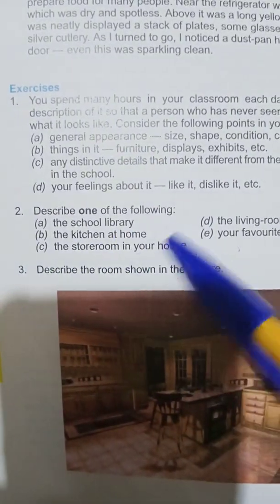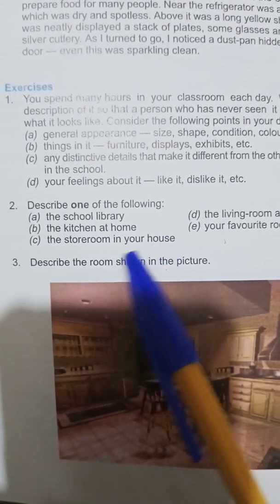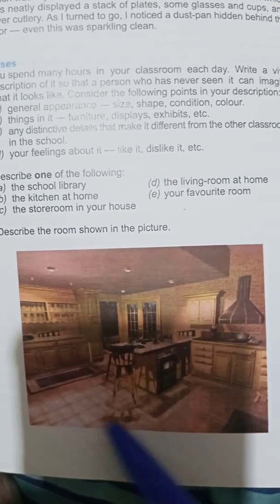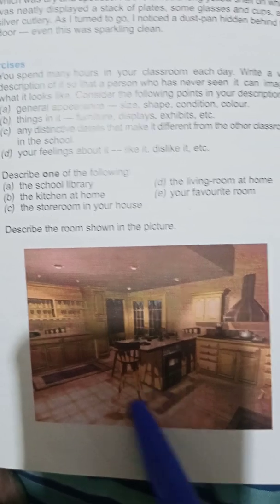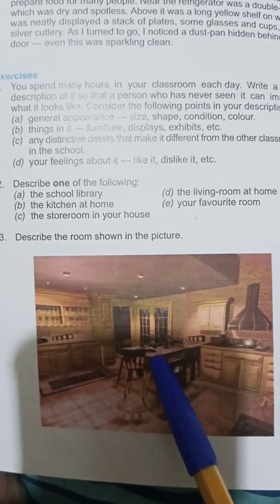Number 2, describe one of the following. You have to write about one of the following: A, B, C, D, E. Then number 3, describe the room shown in the picture. You have to describe this room. Look at this picture and describe its distinctive features and the furniture, about shape, about color. It's up to you how you are going to describe.